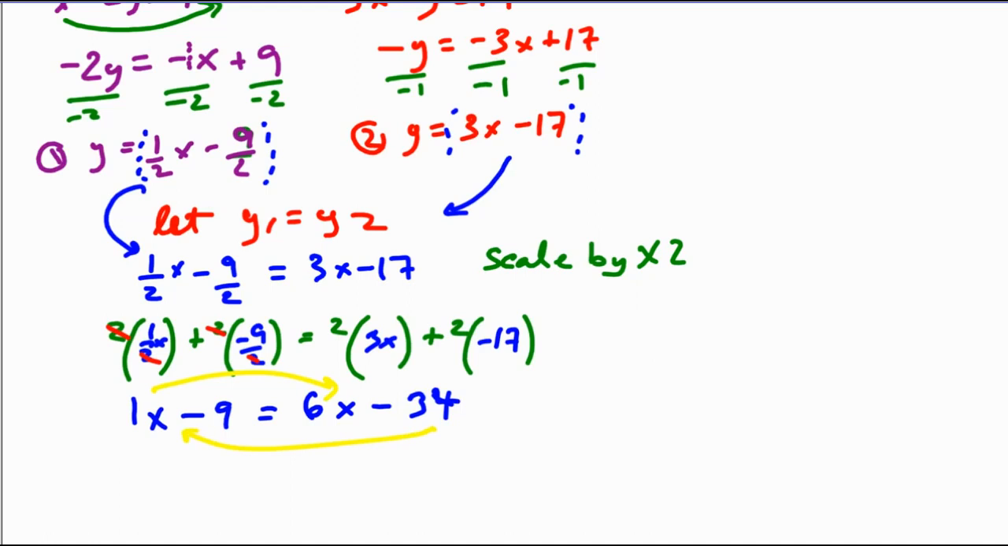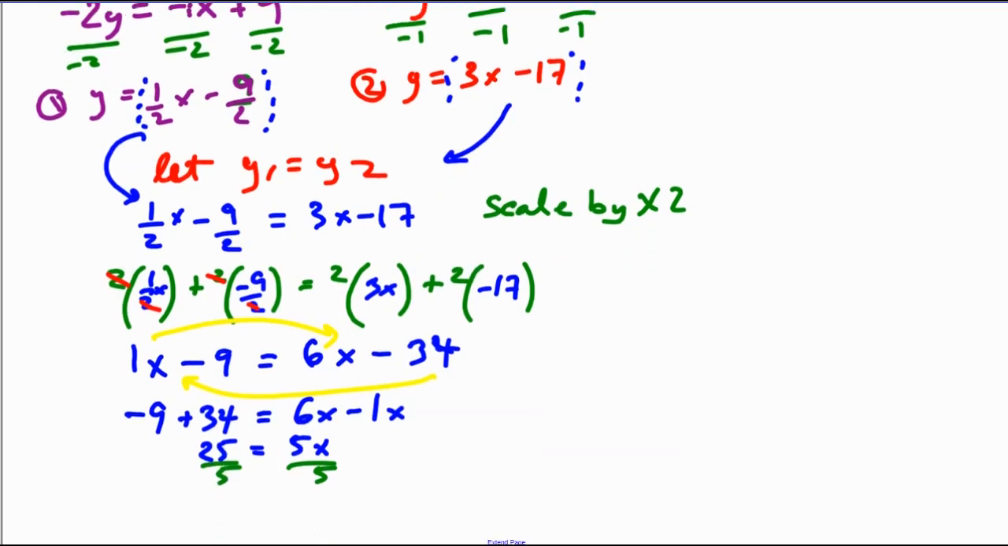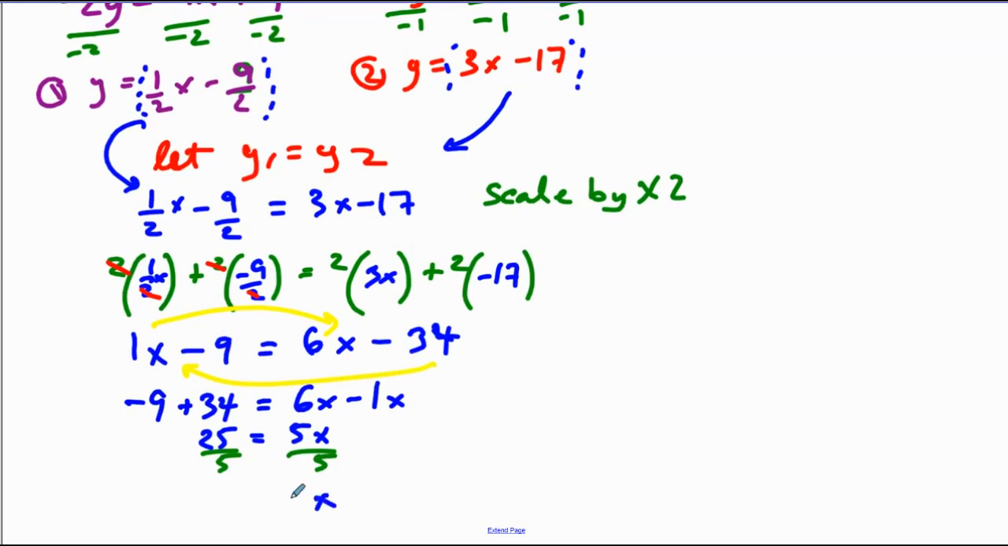So let's move some stuff around. The negative 9 is there. When the 34 comes over, it becomes a positive 34. The 6 is already waiting, and when the x comes over, it's a negative 1x. Okay, so negative 9 plus 34 is 25, and we have 5x. We're going to divide both sides by 5, and that will give us x equals 5. So a lot of work just to get this one solution.